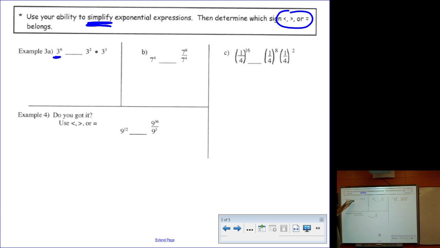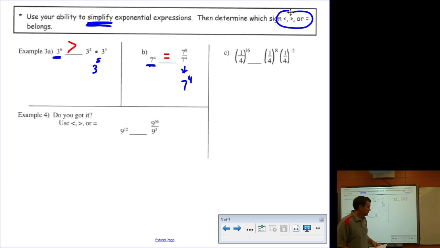This one is already simplified, but on the right side, when you multiply these together, you would add their exponents, giving you 3 to the 5th. And of course, 3 to the 6th is bigger than 3 to the 5th, so we would do that. In example B, this one is already simplified. Over here, though, I would subtract the exponents when you're dividing. So 8 minus 4 is 4. And it turns out that these two are actually equal to each other.